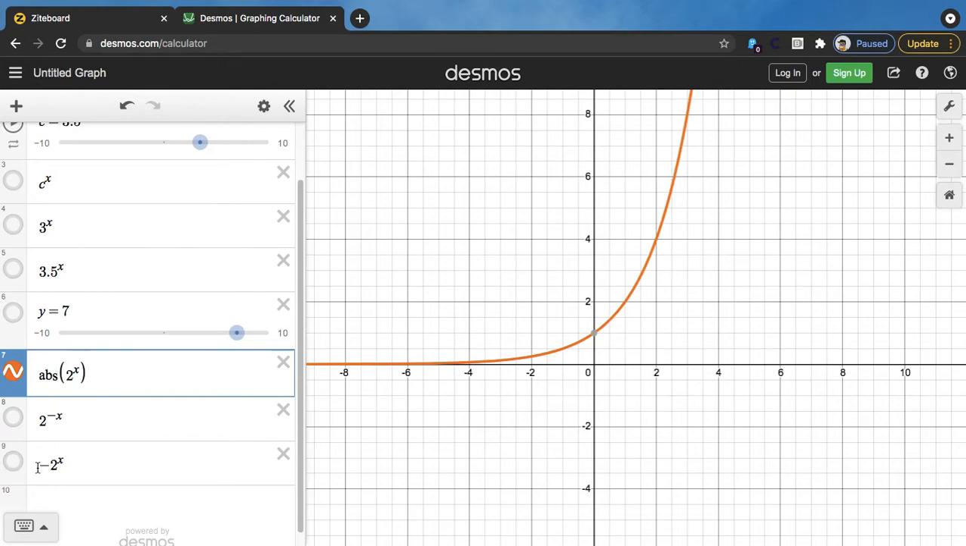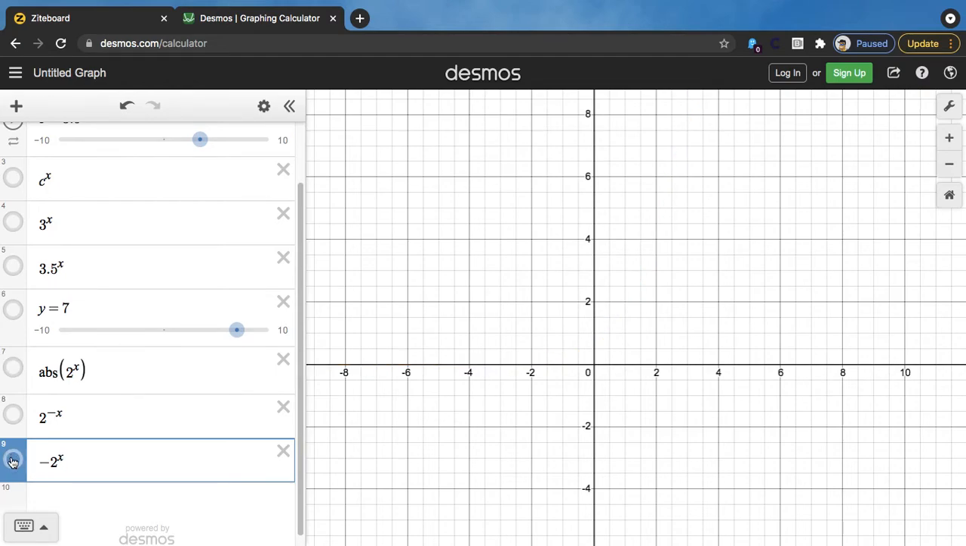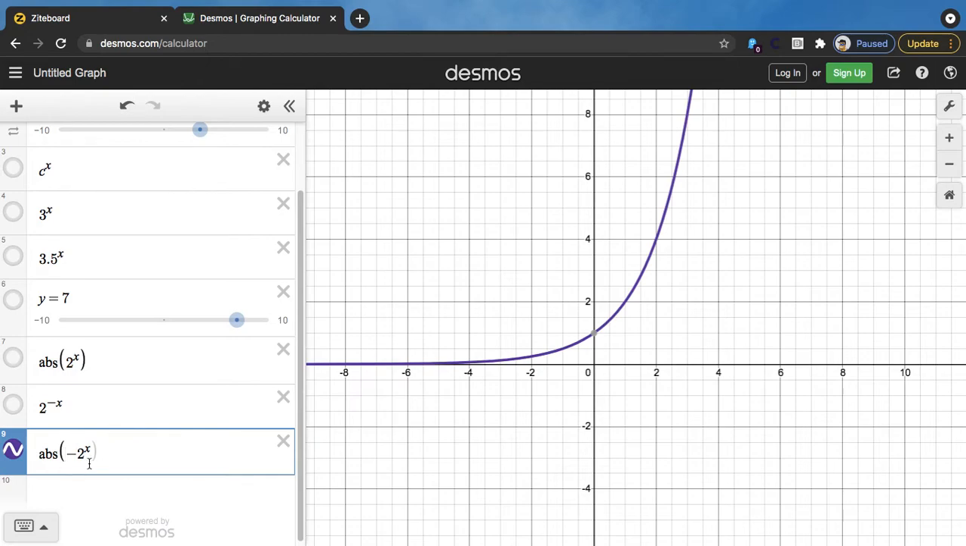If I make this into absolute value, then it is going to reflect everything about the x-axis, because all the negative values will become positive. Right? So there is no difference at all between these.